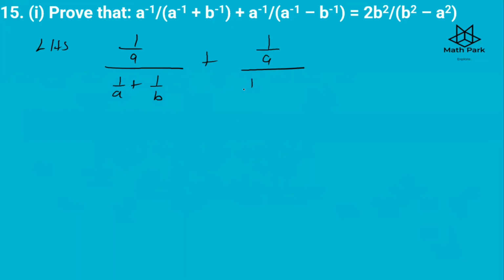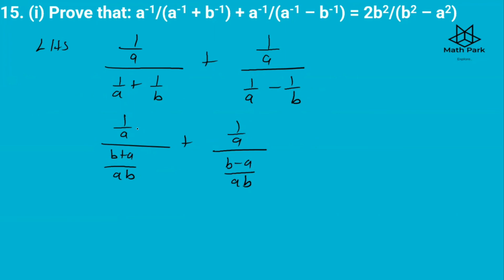Denominator a raised to minus 1 becomes 1 upon a minus 1 upon b. This is our LHS. So let us take the LCM in the denominator. So we have 1 upon a upon b. This is, we all have to multiply by b plus a upon ab, plus again 1 upon a upon b minus a upon ab. So when it is division and inverse, the denominator becomes inverse when we are dividing the fraction. So this becomes 1 upon a into ab upon b plus a, plus 1 upon a into ab upon b minus a.